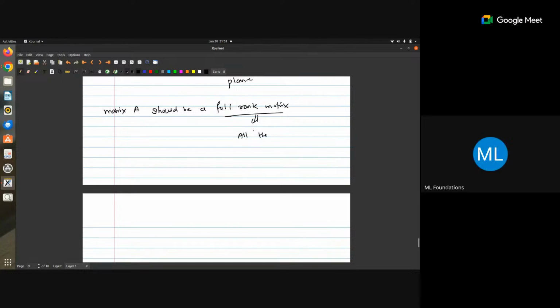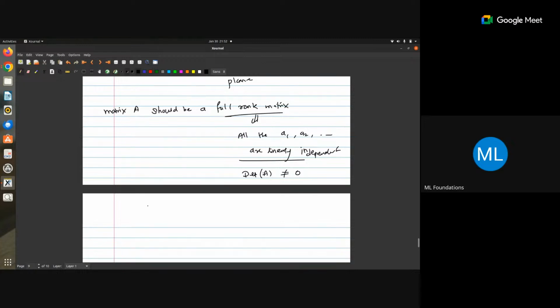Or all the vectors inside that matrix A are linearly independent. A1, A2 and so on are linearly independent vectors. What does that mean? Determinant of A should not be 0. It should be non-zero, right? Invertible.